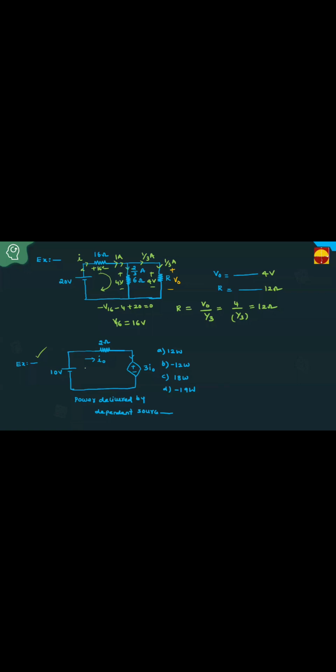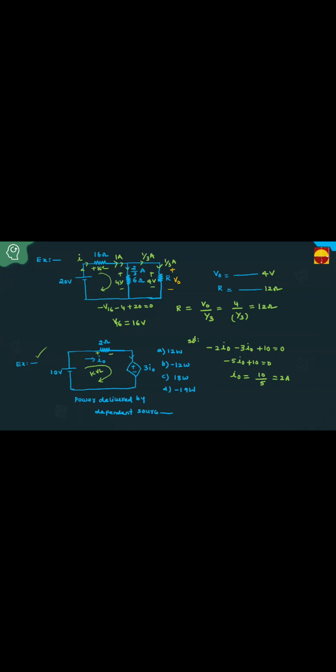Apply KVL in this loop. Try to calculate I naught. Positive, negative, current is entering: minus 2 I naught. Positive, negative, negative: minus 3 I naught. Negative to positive, plus 10 equal to 0. Minus 5 I naught plus 10 equal to 0. Then I naught equals 10 by 5, that is 2 amperes. I naught is 2 amperes.